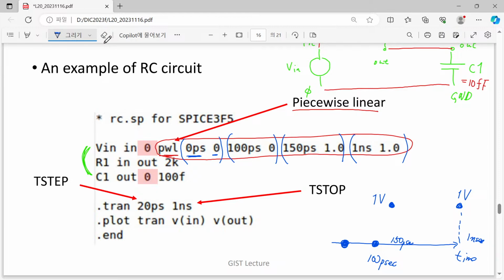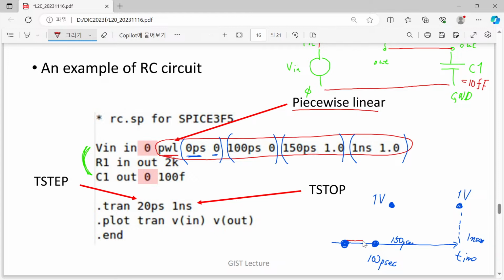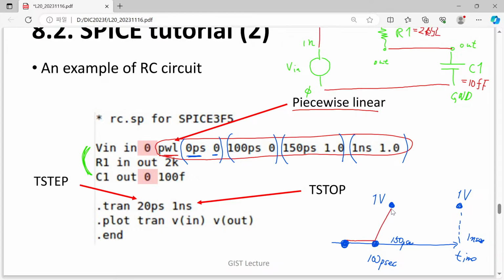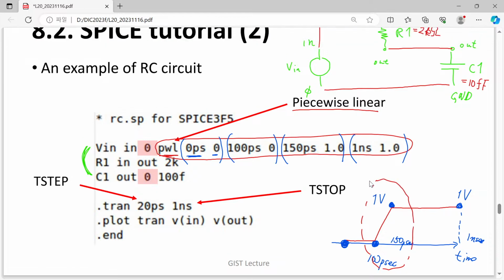What is the specification? Simply when we connect them all, we specify a certain voltage waveform. So now we understand this piecewise linear specification just describes a pulse which is rising in this time scale between 100 picosecond and 150 picosecond. The signal rises from 0 to 1 volt.